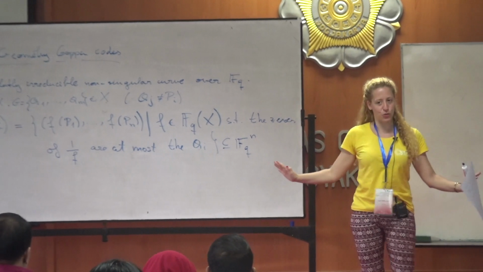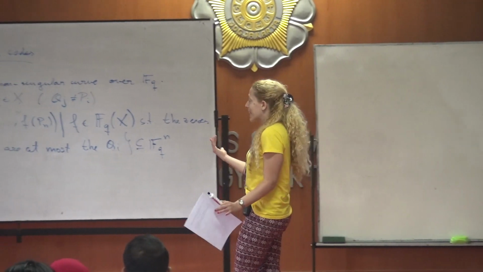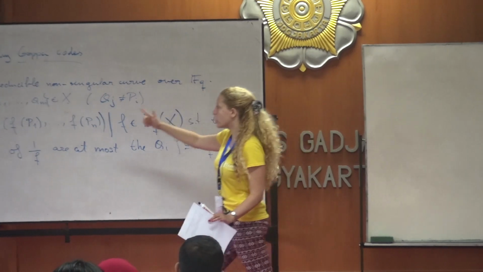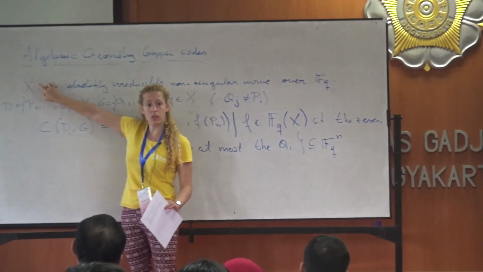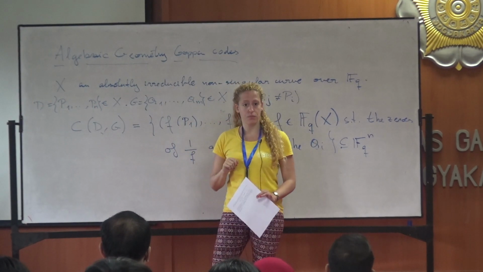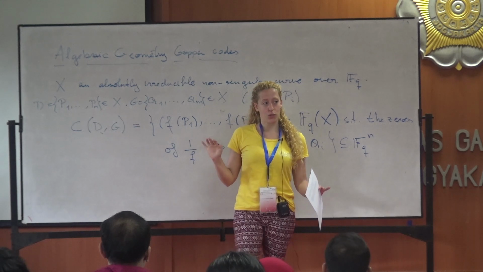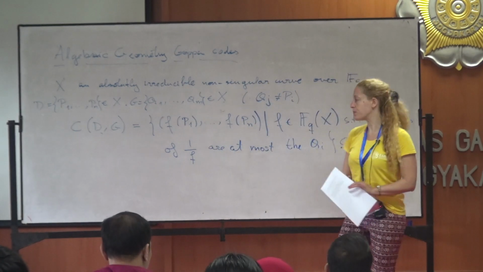Here I just defined a code. So which ones are the ingredients here for the code? Basically, I need the curve, the equation of the curve, okay? And I need the two sets of points of the curve. This is what I need, okay? So those are the ingredients for defining the code.